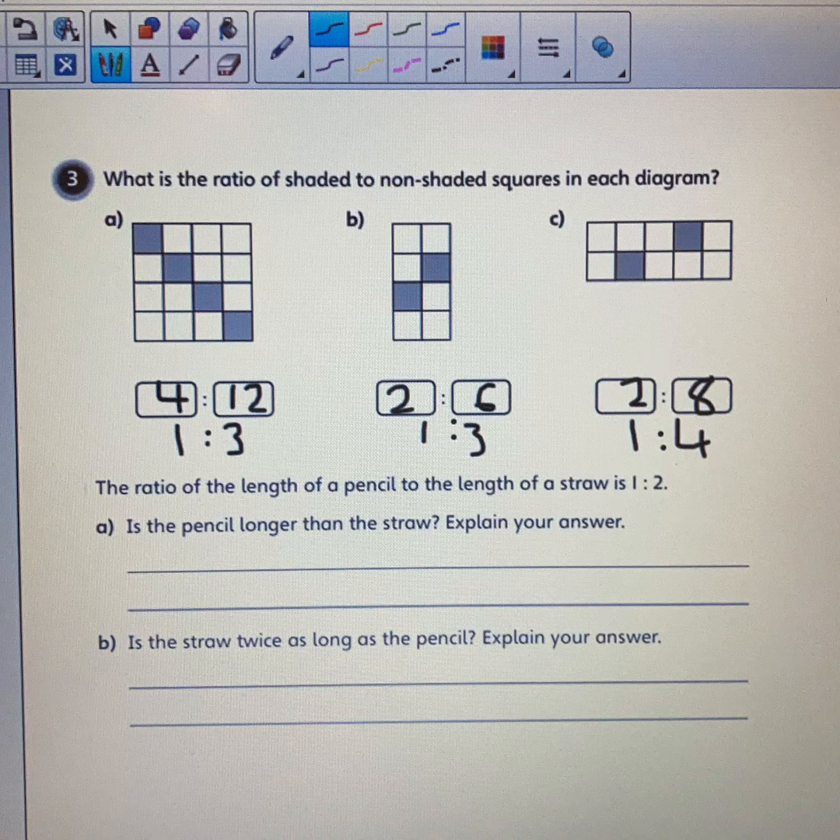So is the pencil longer than the straw? Well, no, the straw is longer than the pencil because the straw is worth 2 parts and the pencil is only worth 1 part. For B, is the straw twice as long as the pencil? Well, yes, because the straw is 2 parts and the pencil is only 1 part. So if you times 1 by 2, you would get 2. So yes, the straw is twice as long as the pencil.